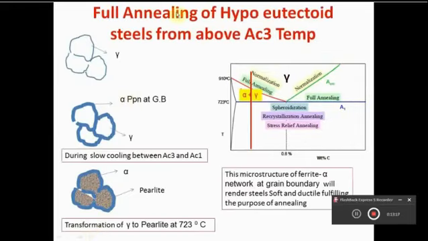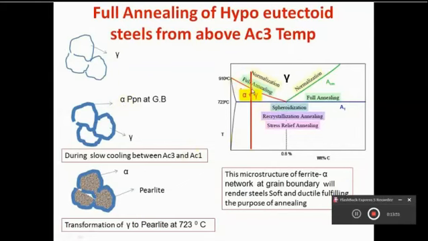So because of heating, full annealing castings of hypo-eutectoid steels above A3 temperature, what kind of structural changes are observed? This is shown by this figure. Because of heating above A3 temperature, a complete homogeneous austenitic structure is formed. Then because of very slow cooling, ferrite starts precipitating at the grain boundaries. So this temperature zone may be from A3 to A1.